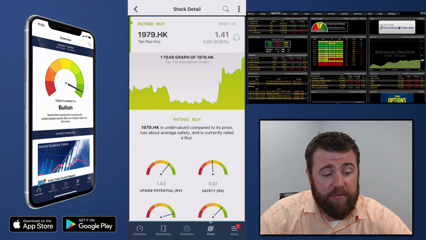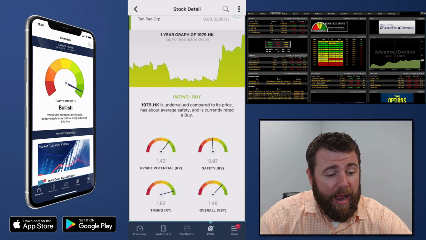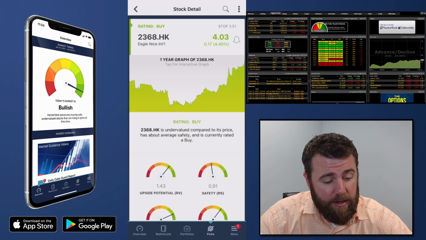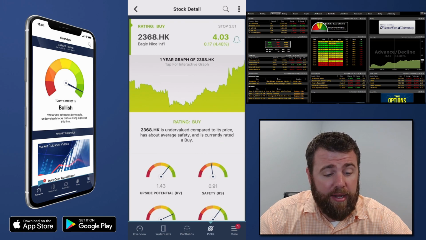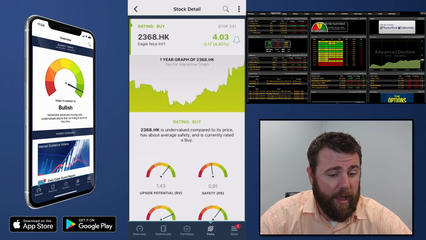1979. Once again, same situation, RT at 1.83 this time. Timing has been picking up, went sideways, and then saw a blast off once again over the last couple of weeks. And then 2368, you have RT of 1.73, really strong uptrend. Looking at that, more of a consistent, steady uptrend as well. So definitely like that one.